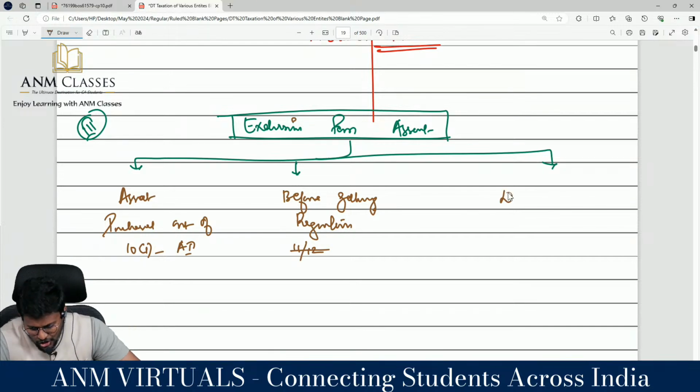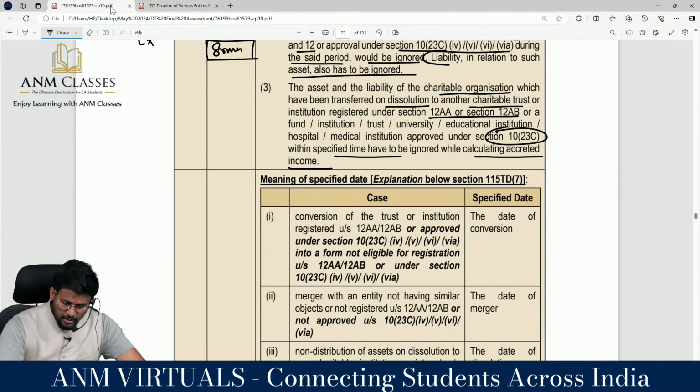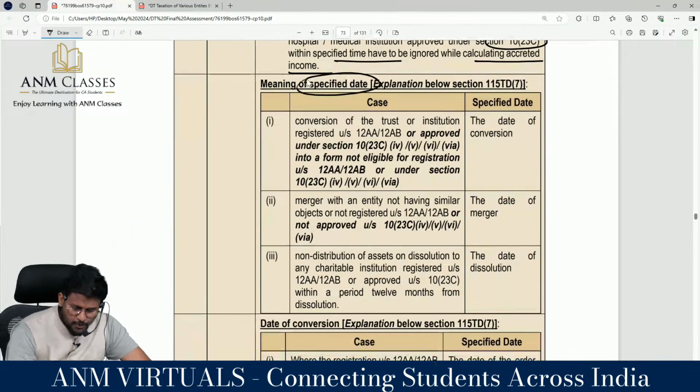Third one, distributed within 12 months. That's a specific period. 12 months from the end of the month in which dissolution takes place. Dissolution takes place. Clear? Yes sir. Now the meaning of the specified date.